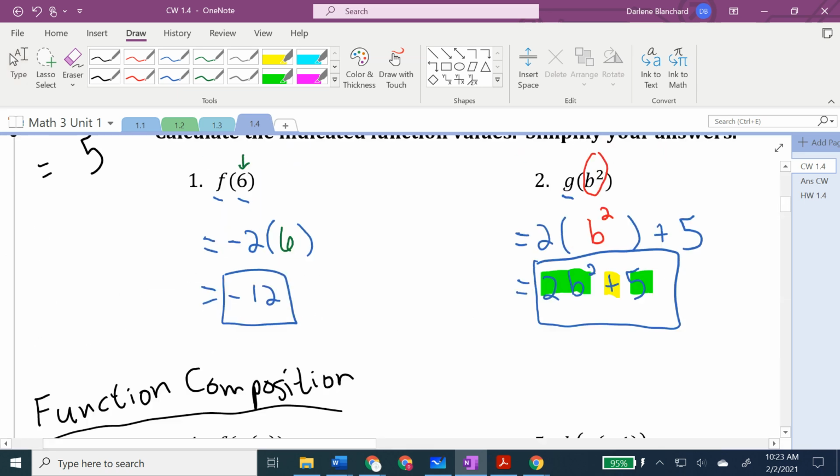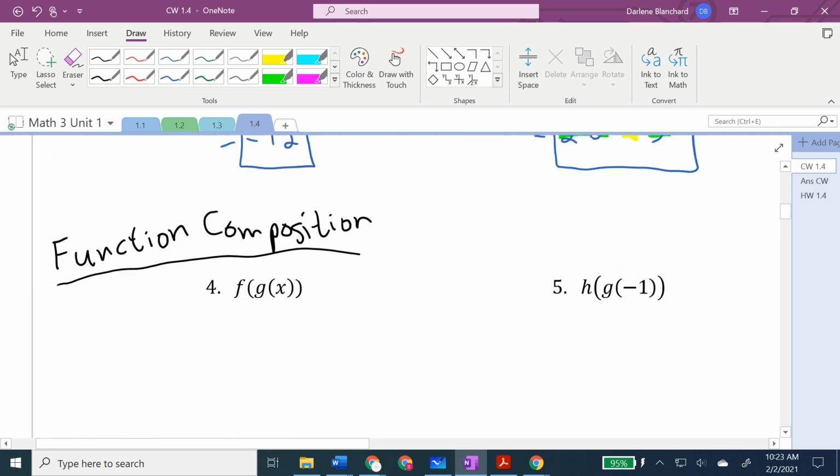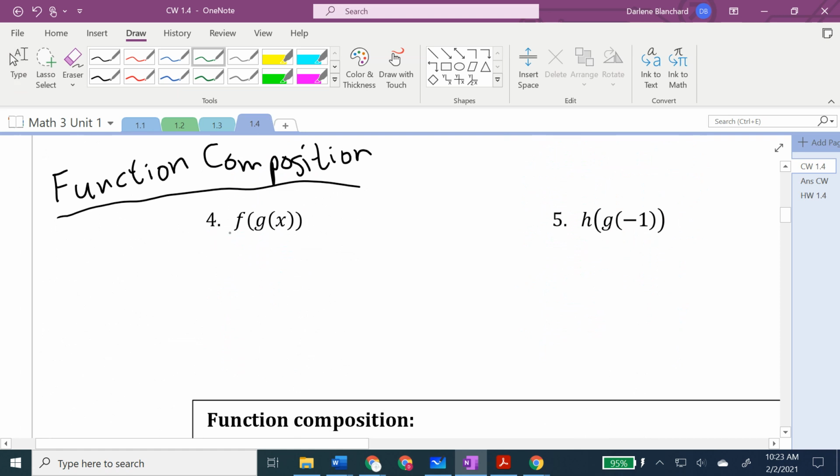If you look back at what these were telling you to do, this said to take the function f, and everywhere you see the variable, replace it with a 6. This is telling you to take the function f, and everywhere you see an x, you're going to substitute a big, giant formula.